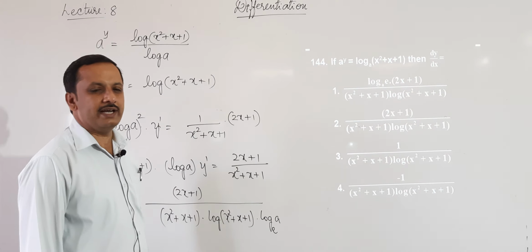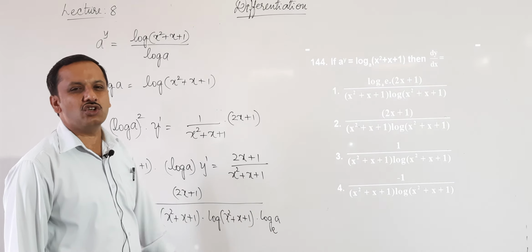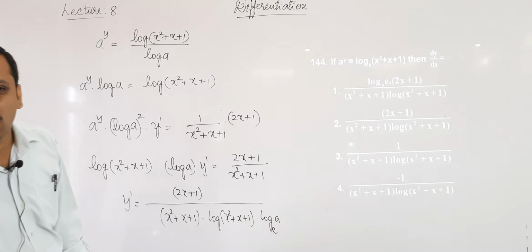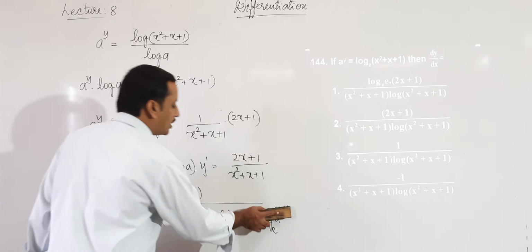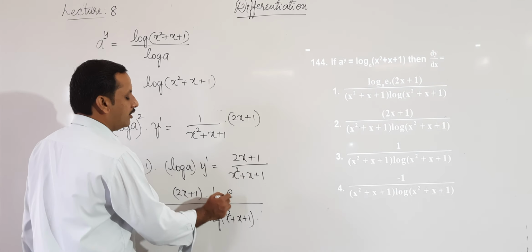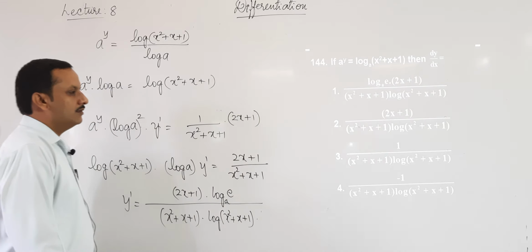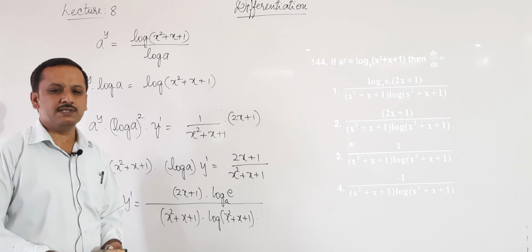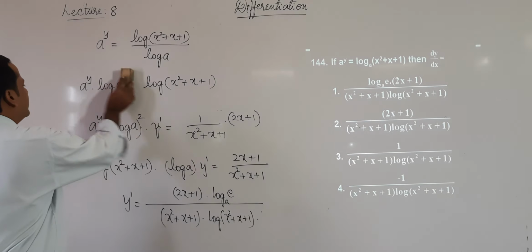Now I will take it to the numerator. When log a to the base e goes to the numerator, it will become log e to the base a. So I can take it to numerator and write this as this into log e to the base a, which means first option is the correct answer.